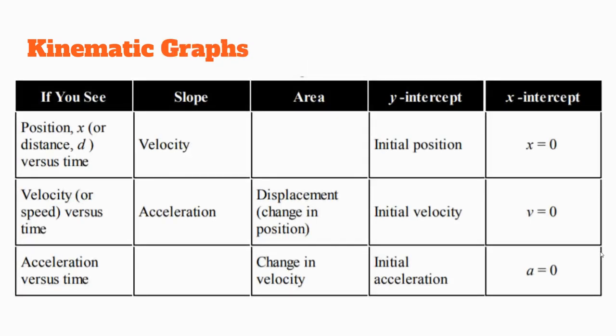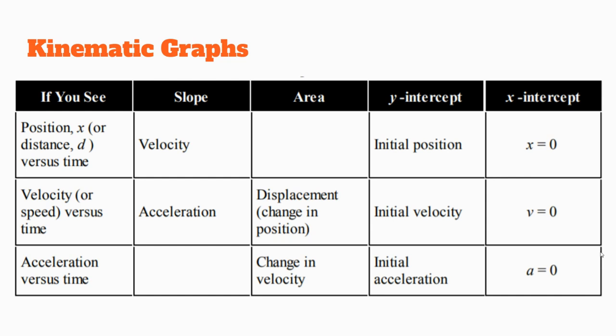Let's go to kinematic graphs. If you see position x versus time, we read velocity as the slope, the y-intercept as initial position, and the x-intercept as when x equals 0. When the graph is velocity versus time, the slope is acceleration, the area is the displacement, or change in position, or delta x, the y-intercept is initial velocity, and the x-intercept is when v equals 0.